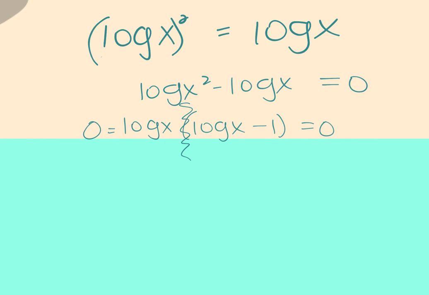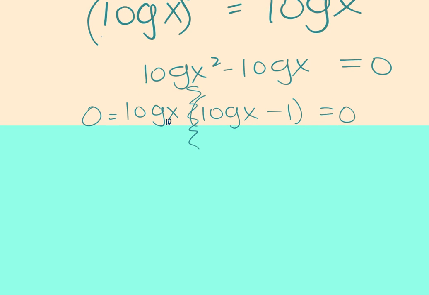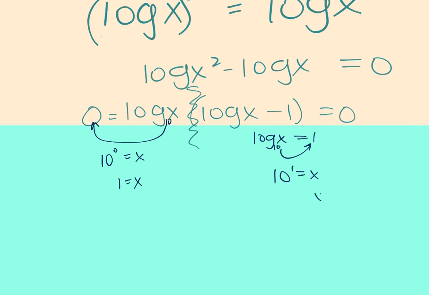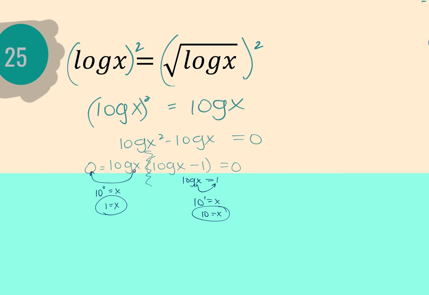Combine them? No, because it's minus. Oh, yeah. But then you can't lose the x. Let me finish this way, and then we'll do that. All right. So this would be 10 to the 0. 10 to the 0 would equal x. 10 to the 0 is what? 1. And this would be log of x equals 1, so 10 to the first equals x, and x is 10. I would just check to make sure these would still work in here. I could do log of 1 and I could do log of 10, so it's fine.